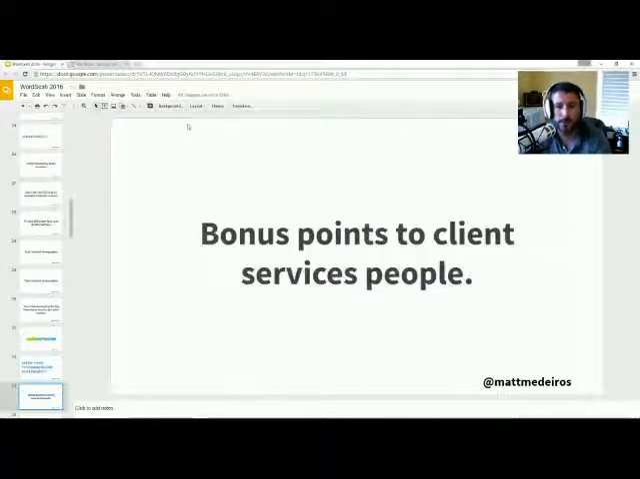Define your customer, define your product. So bonus points to client services people. I only know about building products from the client services perspective. So what does that mean? My company builds websites for people, right? We build websites on WordPress. We build web apps on WordPress. So I get exposed to a lot of pain points that customers experience.